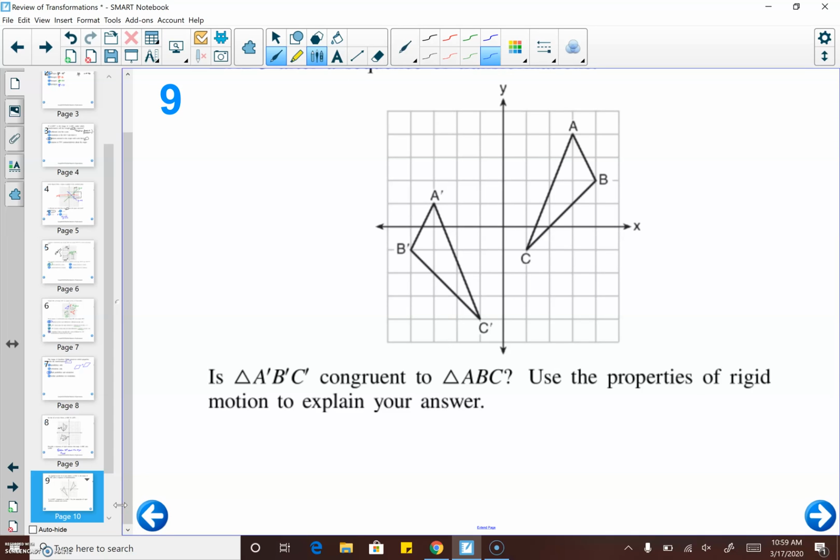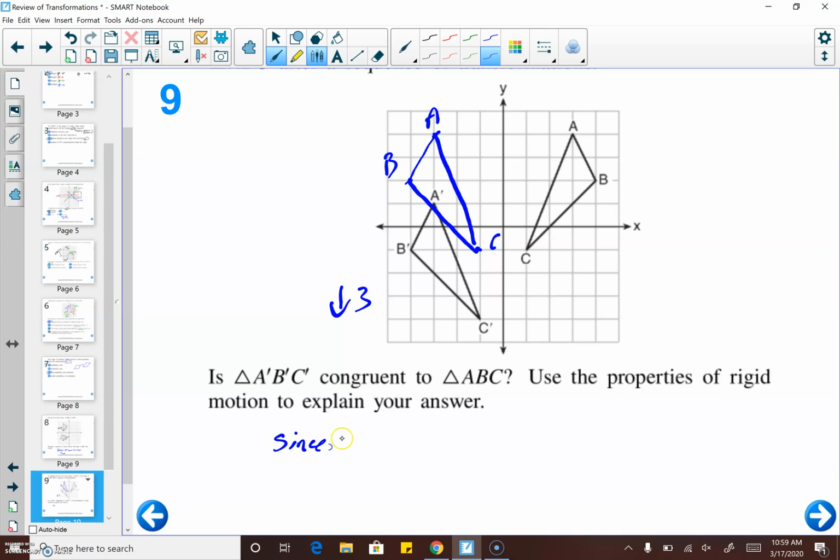Well, when I look at this, I can see that in order to get ABC onto A prime, B prime, C prime, the first thing we do is we reflect over the y-axis, and that's going to give us that shape right there. And then we are going to translate everything 3 units down. So if they want to know if the triangles are going to be congruent, if we state those 2 transformations, then we can talk about what type of transformations those are.